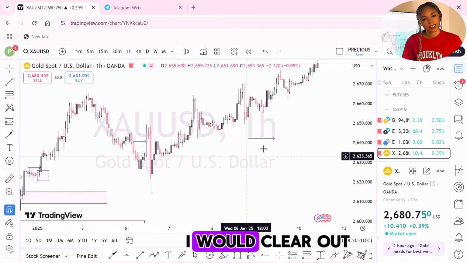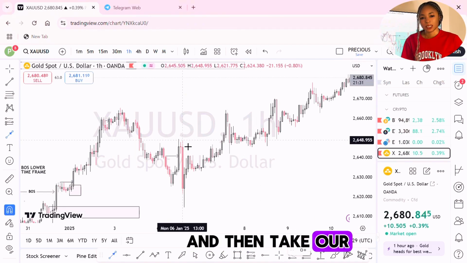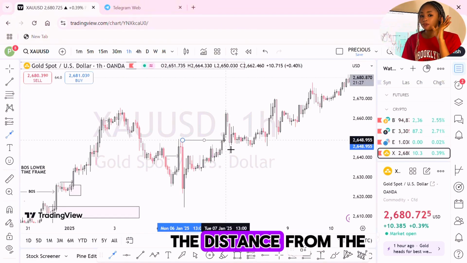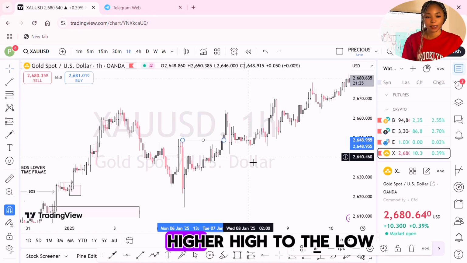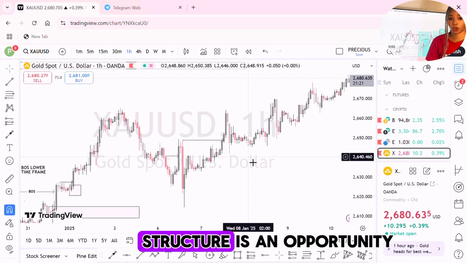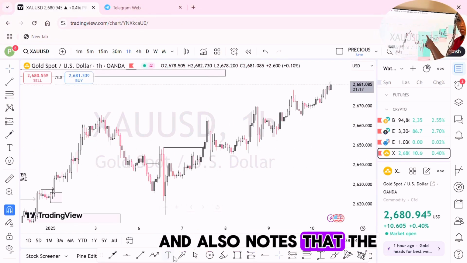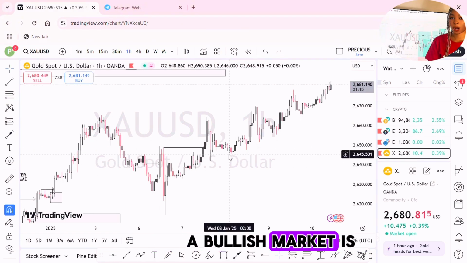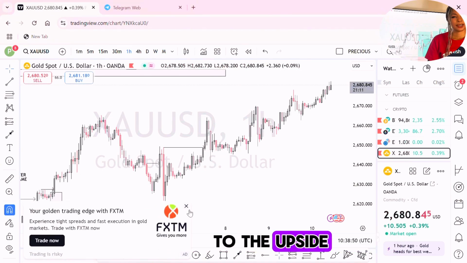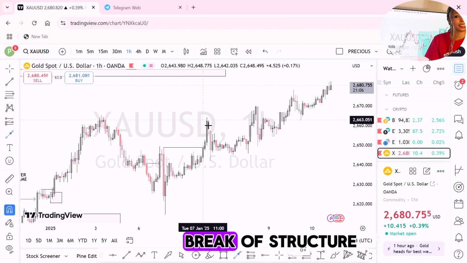So I will clear out these things now, and then take our arrow tool and mark out the breakout structure, the distance from the higher high to the low of that high. You can see breakout structure is an opportunity. And also note that the reason why this is a bullish market is because we have multiple breakout structures to the upside. So we can see this is our first breakout structure. This is an external breakout structure.